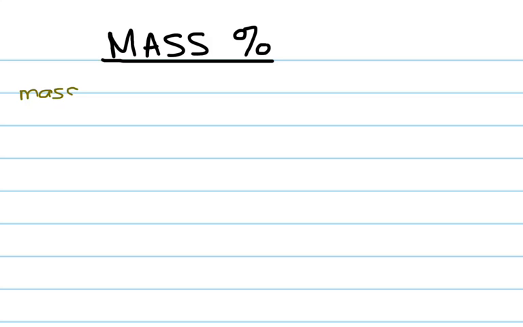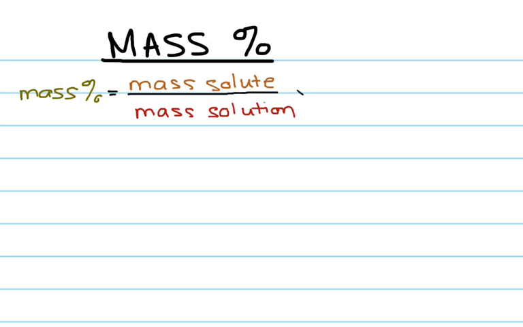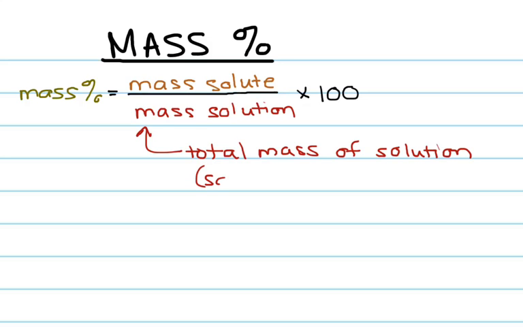The equation for mass percent is the mass of the solute, what you're dissolving, divided by the mass of the solution times 100, because it's a percent, so we multiply by 100. The mass of solution is the total mass of the solution, which means the mass of the solute plus the mass of the solvent. Mass of the solute, what's being dissolved, over mass of the solution, which is the solute and the solvent.